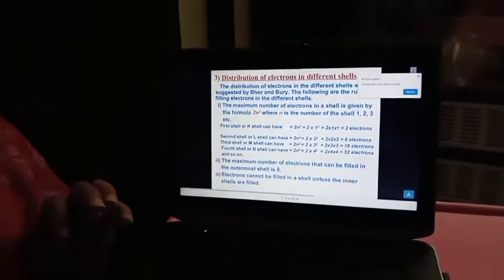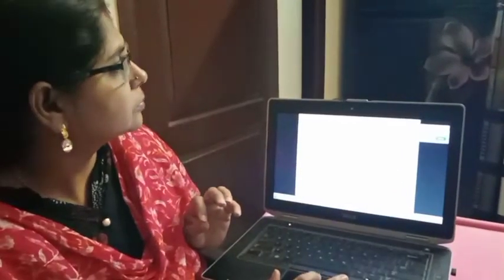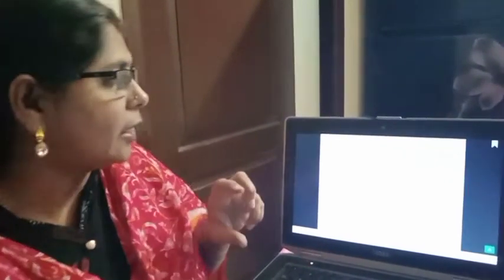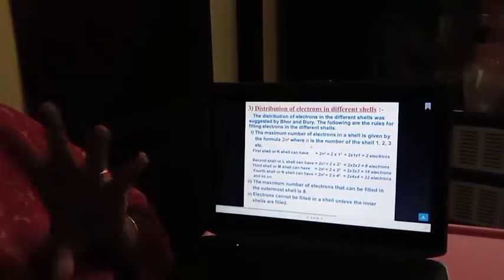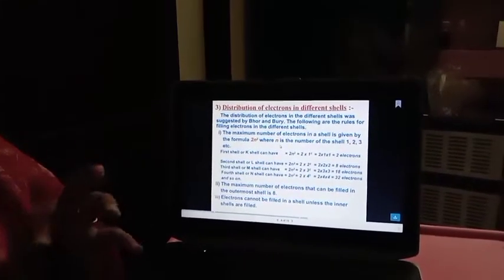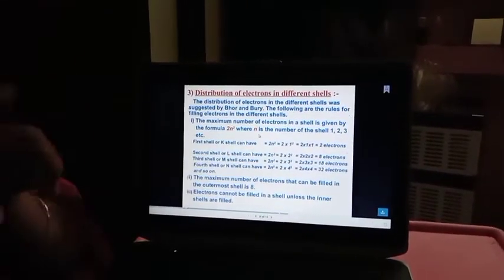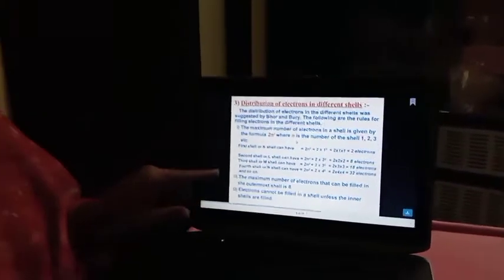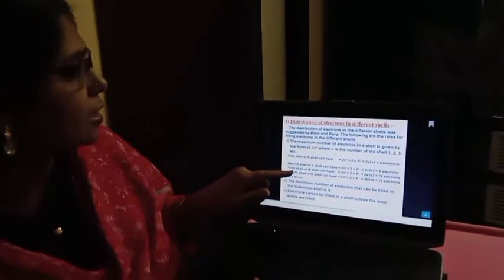Coming to the distribution of the electrons in the different shells. I have explained about the different orbits named K, L, M and N, and now how the electrons are distributed in them. It has some rules, and there is a formula, 2n squared. N, as I told you, indicates the orbit level, right.